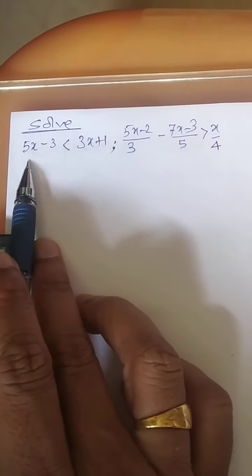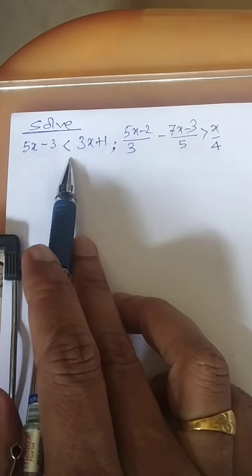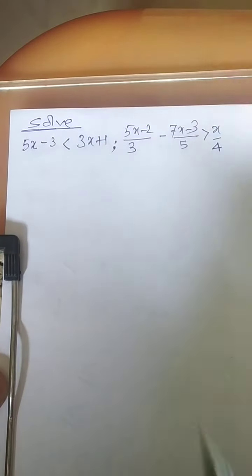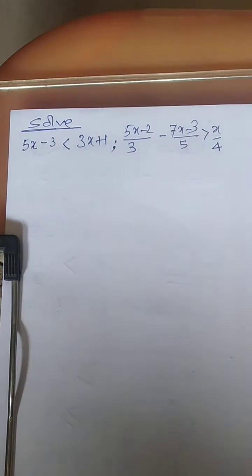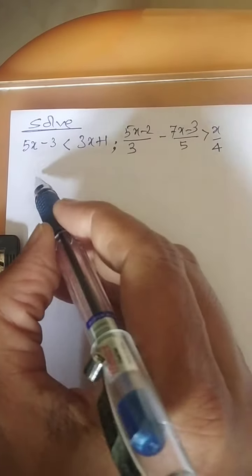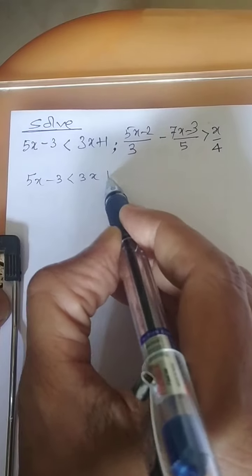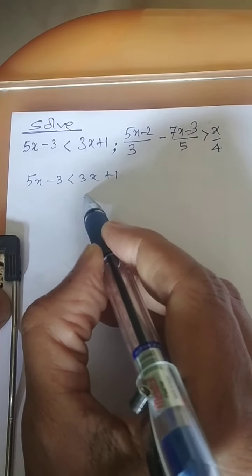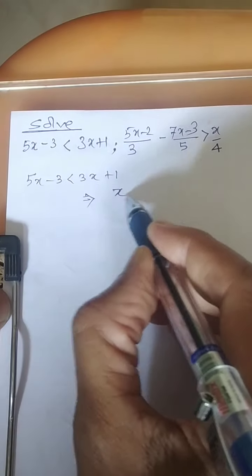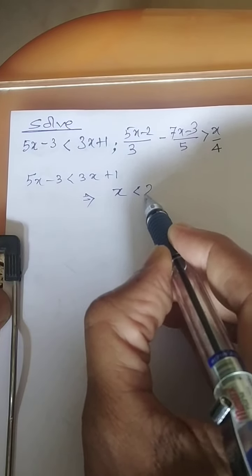Can you see, now here the situation is 5x minus 3 is less than or equal to 3x plus 1, and two inequalities are given. So the method is not changing. We'll solve one by one. Let us take up this question. Try to solve at your end and tell me what is the conclusion of this one. What are you getting? Correct. x is less than 2.